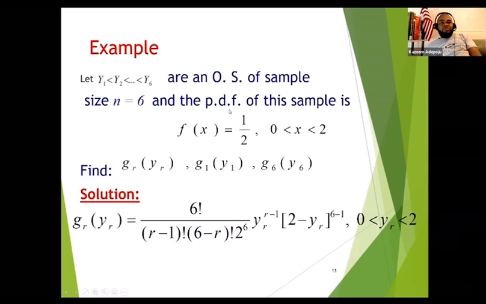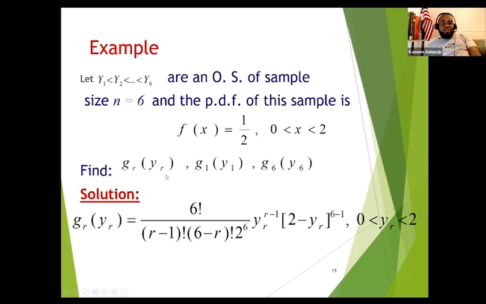Now if you are given the PDF of the unordered variable to be f of x equals 1 over 2, where x lies between 0 and 2, a question can be asked: you can be asked to find the probability distribution of Yr. What is Yr? Of course, the Yr in this case could be any of these. Take a look at that. But you can also be asked to find the probability distribution of the minimum and the probability distribution of the maximum.